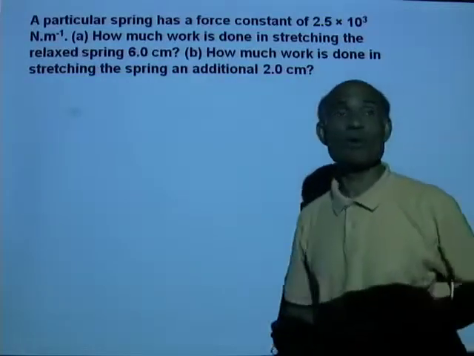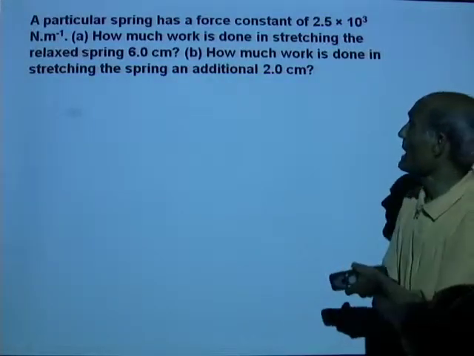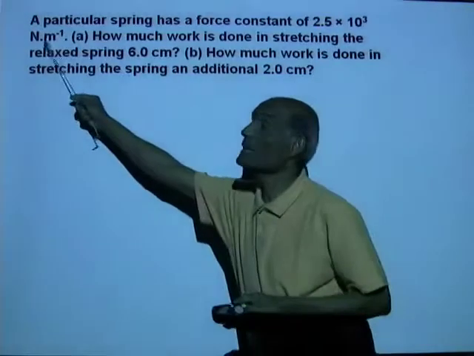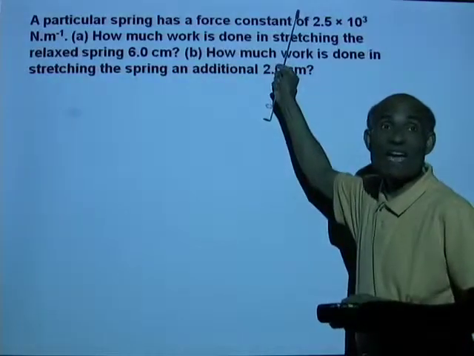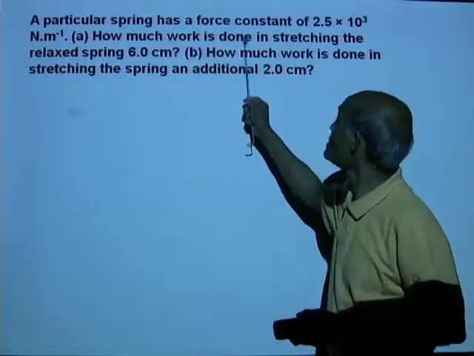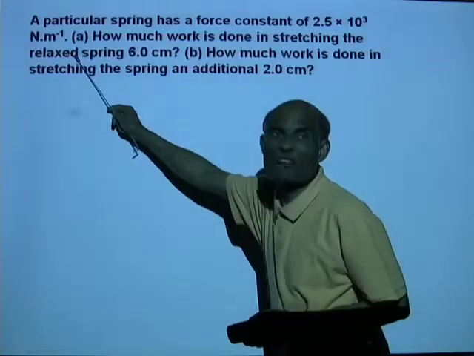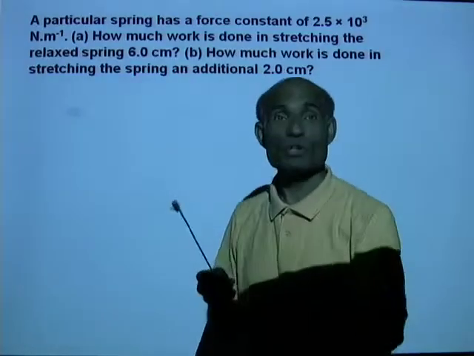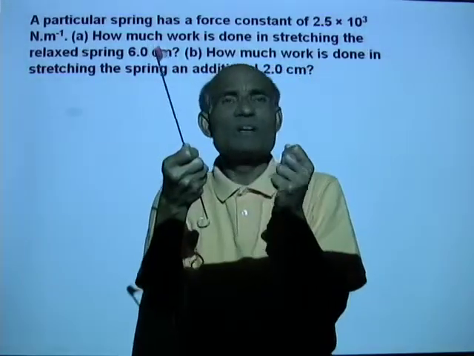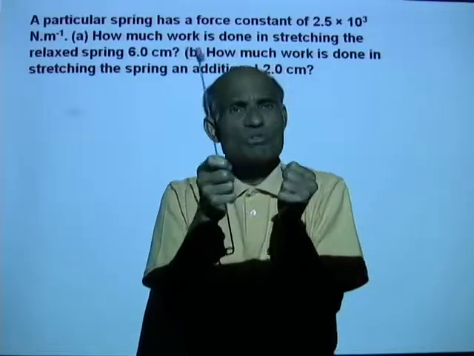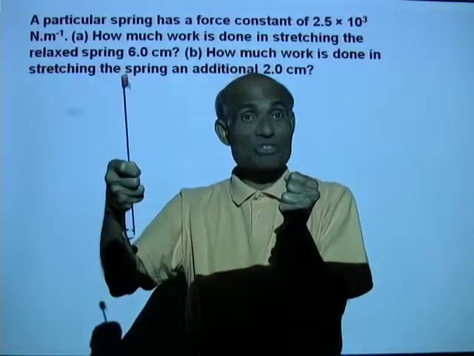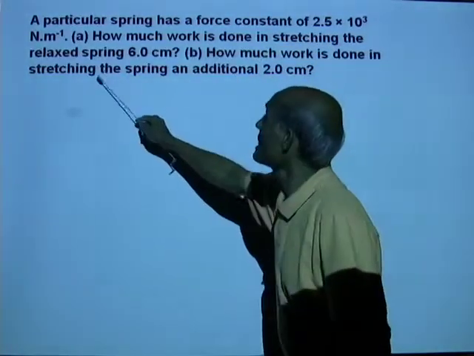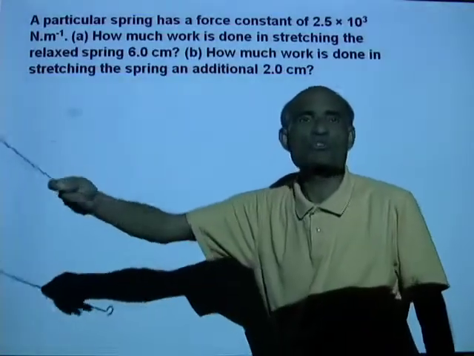Alright, let's do a problem. A particular spring has a force constant of 2.5 times 10 to the power of 3 Newton per meter. This is the k value. How much work is done in stretching the relaxed spring 6 centimeter? Well, you need to stretch it to 6 centimeter. That means you can call the initial position 0 and the final position 6 centimeter, can't you? Yes. Now, how much work is done in stretching the spring an additional 2 centimeter?